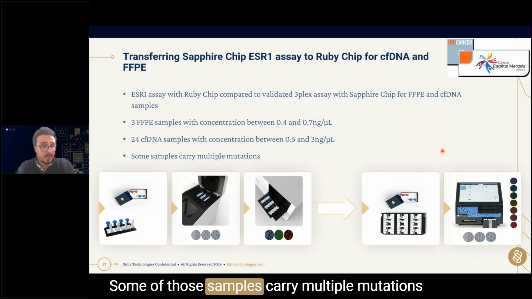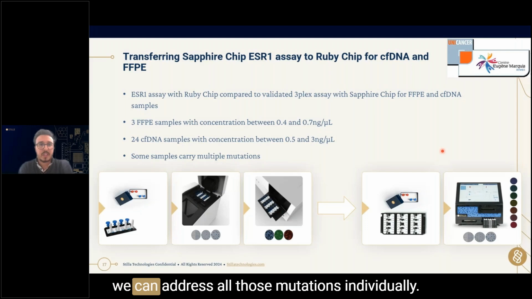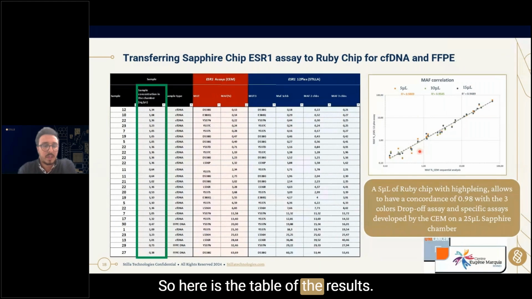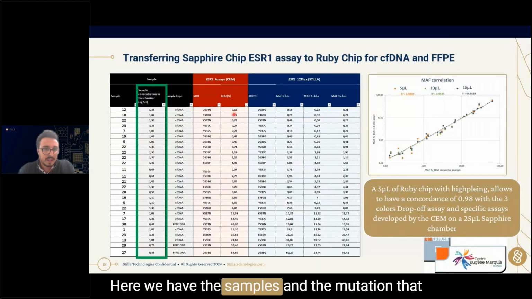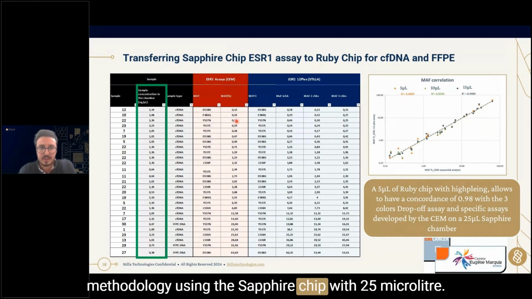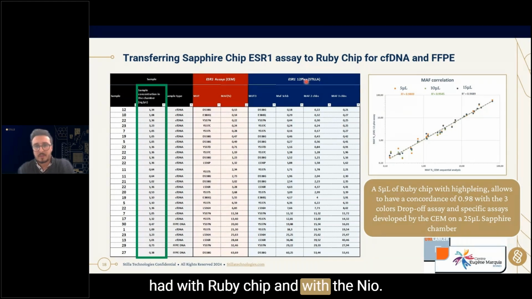Some of those samples carry multiple mutations, and here is where the panel is very interesting, because we can address all those mutations individually. So here is the table of the results. Here we have the samples and the mutations that are expected and obtained with the previous methodology using the Sapphire chip with 25 microliter. And here we have the data that we had with the Ruby chip and with the NIO.